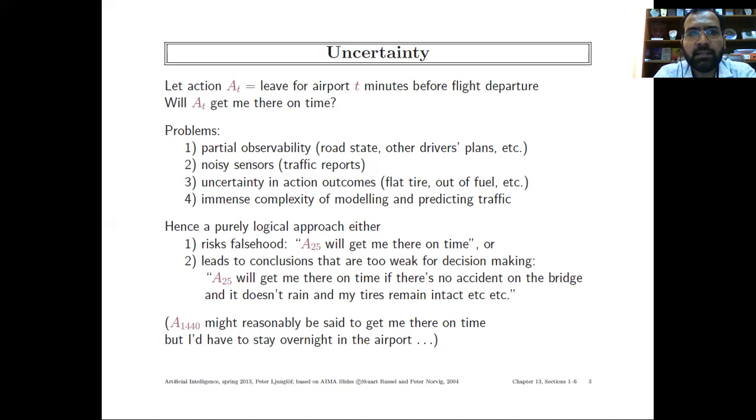So why do these uncertainty problems occur? Scenario number one is partial observability. We deal with various kinds of environment. We do not only deal with environments where we have full observability. There are problems where we have full observability as well, for example playing chess. It is a fully observable environment, but even then it is difficult to traverse.